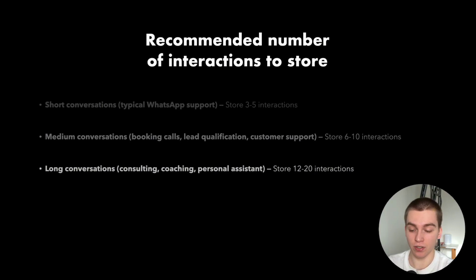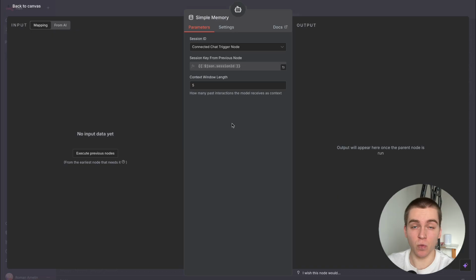And the last one is long conversations. So it's for consulting, coaching, personal assistant. Here you can store from 12 to 20 interactions, and use it only if it's absolutely necessary, because you will have much higher cost and slower processing. In this case, we will keep it at 5 as a basic conversation. So now let's go back to canvas. We will get back here later on.